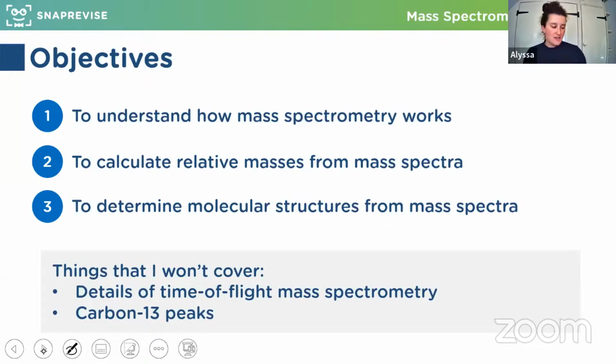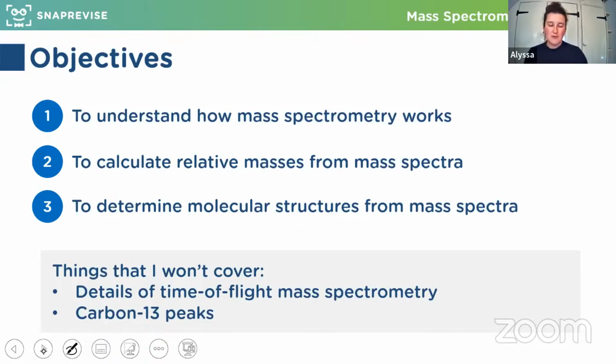So our objectives then are to understand how mass spectrometry works, to calculate relative masses from mass spectra, and to determine molecular structures from mass spectra as well. This might be new to some people, but it's more likely to be revision for some of us. So hopefully everybody's feeling nice and confident about it.